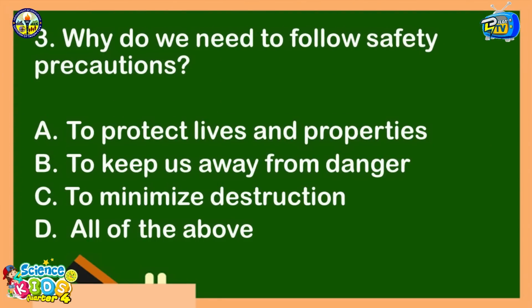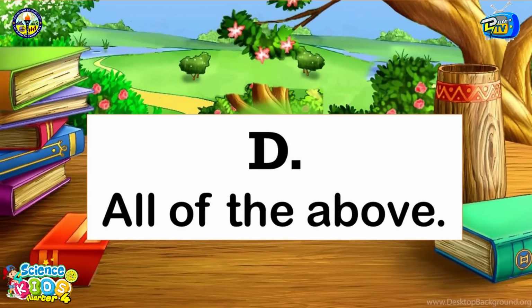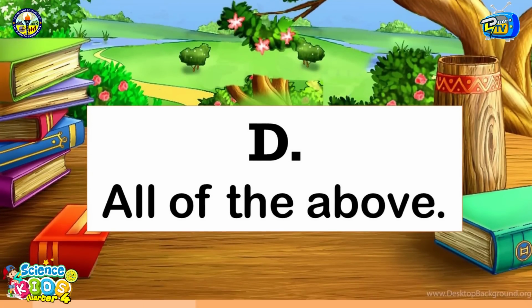Number 3. Why do we need to follow safety precautions? A. To protect lives and properties. B. To keep us away from danger. C. To minimize destruction. D. All of the above. Time is up. What is your answer? Great! It's letter D, all of the above.